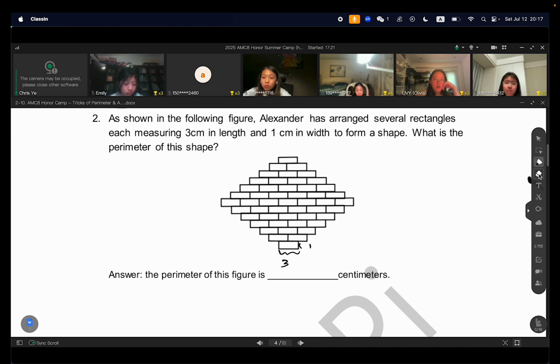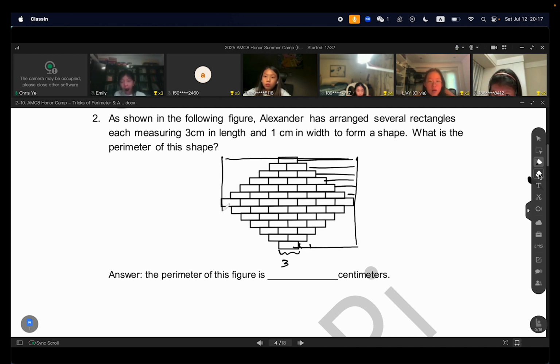And again, it looks complicated, but we can just translate all of these lines. So by moving all of these lines over here, we can just make a shape like this. A regular rectangle. And what we have to do is just find out the perimeter of this rectangle.